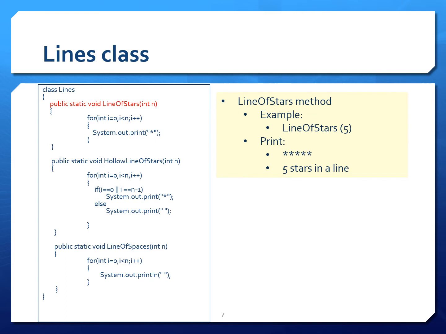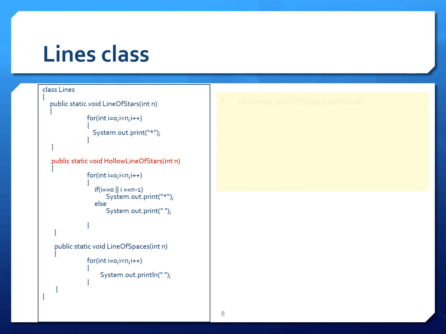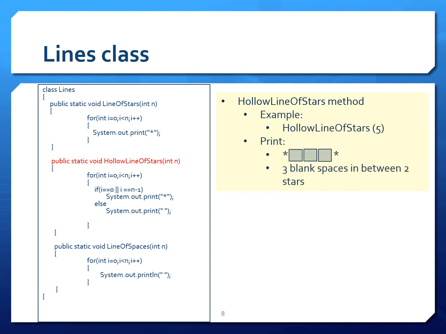The method lineOfStars prints n number of stars in a line. The method hollowLineOfStars prints n minus 2 blank spaces between 2 stars. If n is 5, then it will print 3 blank spaces between 2 stars.